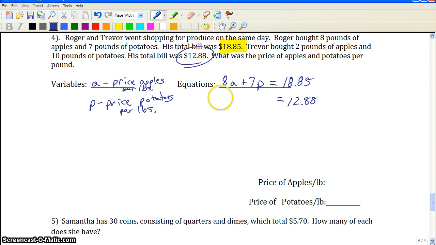2 pounds of apples, right? So 2 times the cost of the apples, 2 pounds times the cost of the apples per pound, plus 10 pounds of potatoes. So we're going to do 10 times the price of potatoes per pound, which is P. And that's going to give us our second equation. Now that's the equation we solve using elimination, substitution, or graphing. Graphing is probably a bad one to use to solve, and you get your 2 values.